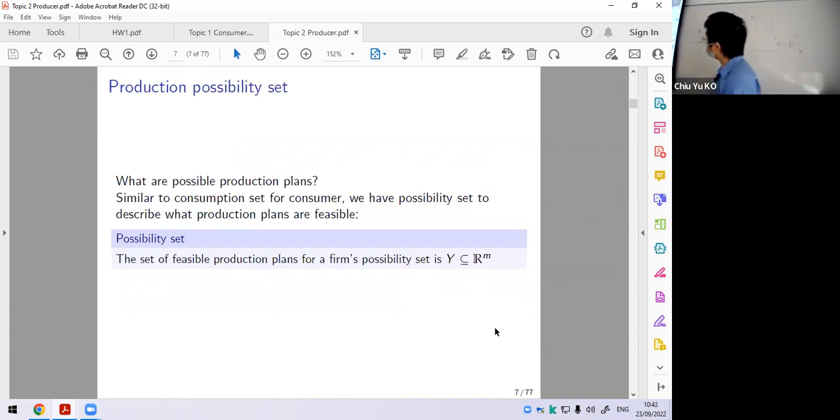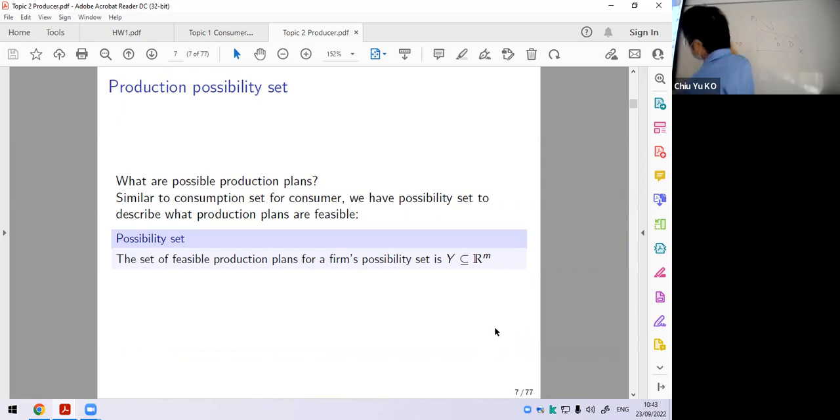That is what is feasible, and the set of feasible plans is called Y. So as I said, if you consider the case where you cannot produce something from nothing, Y cannot be here.